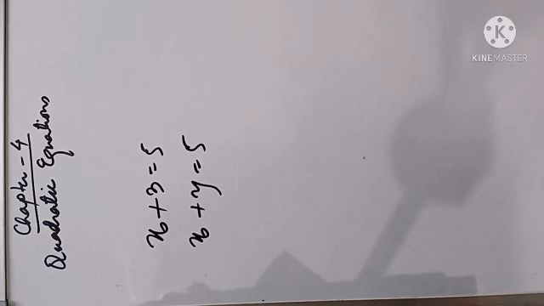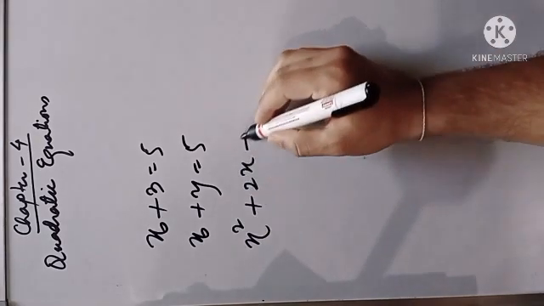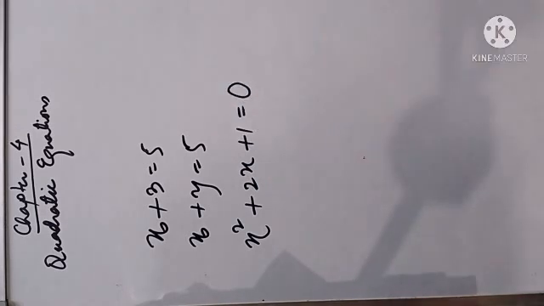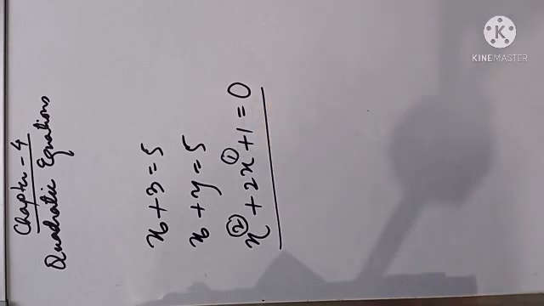the quadratic equation. In the case of the quadratic equation, the degree of the equation should be 2. That means the highest power of the variable should be 2. I'll give you an example here: x square plus twice x plus 1 equal to 0. This is an equation. When we look at the power of the variable, I have here power 2 and here power 1. So the biggest power, that means the degree, is 2. So this kind of equation is what we call a quadratic equation.